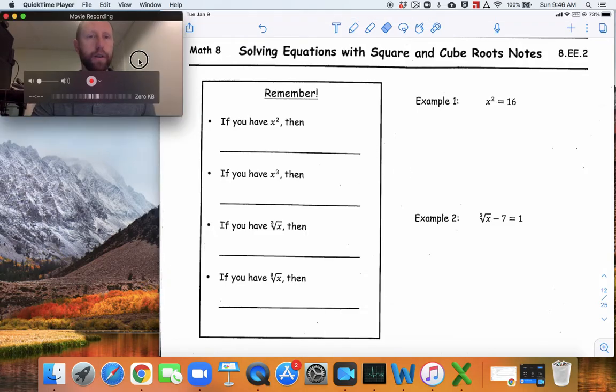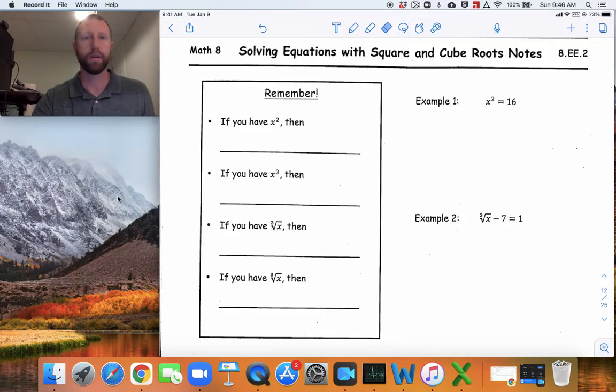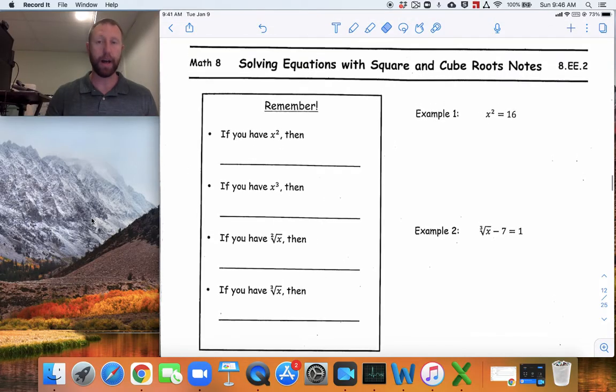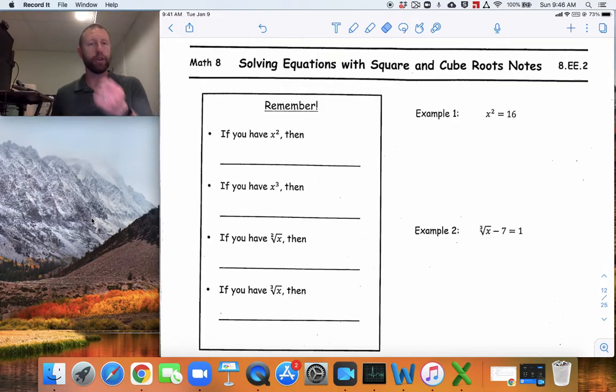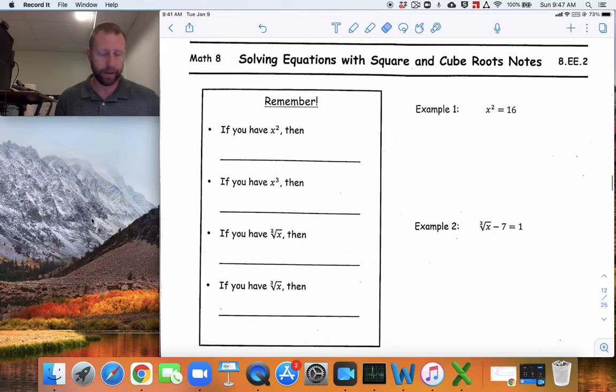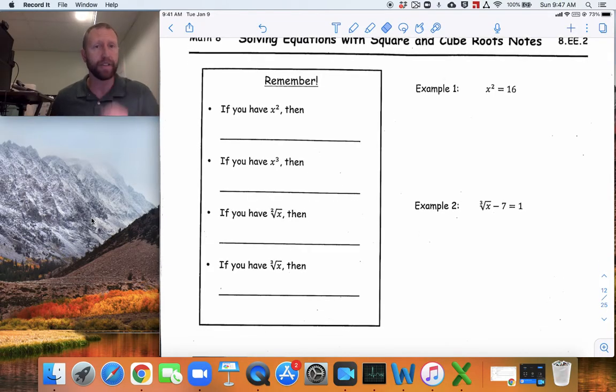All right, guys, we are on to the next section in your packet here. Now that you know about square roots and cube roots, we're taking it to that next step: solving equations with square and cube roots notes. So first thing I'll do is fill in these notes off to the side here.